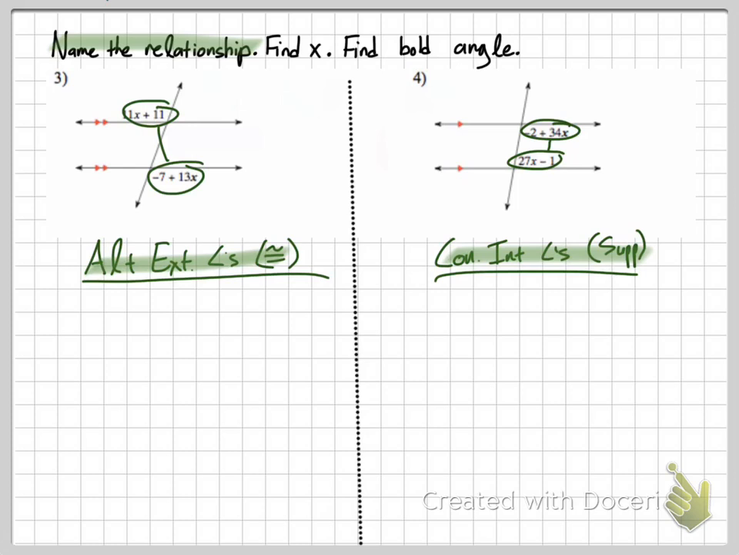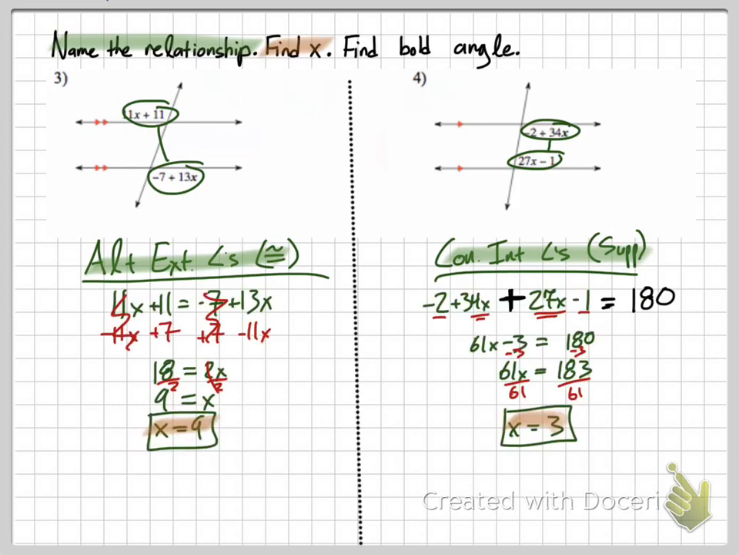All right, so the relationship for each of these angles, 3 is going to be a pair of alternate exterior angles. In example 4, we have consecutive interior angles. What I would like you to do now is set up each of these examples using our theorem from the first slide. You can pause the video now.